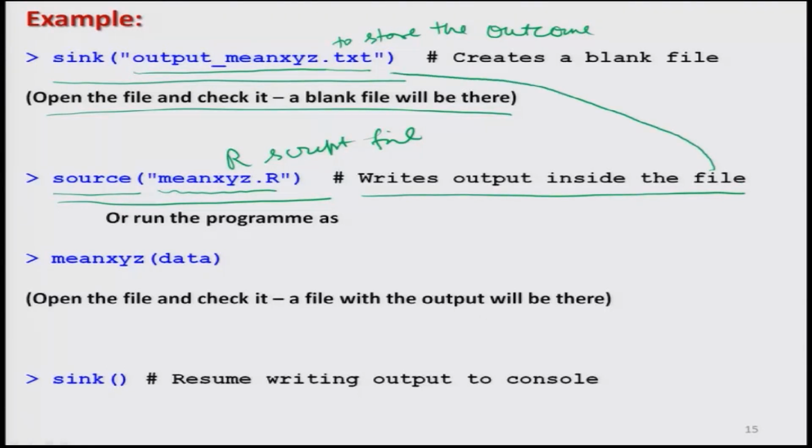Which file? This file. Here I have two options, either I can use source with this file, or I can also write the program mean xyz with data, and it will also write the outcome over there. And then in the third step I will write sink and then this argument, and this will resume writing the output to the console. So, now let us do all this operation on the R console.